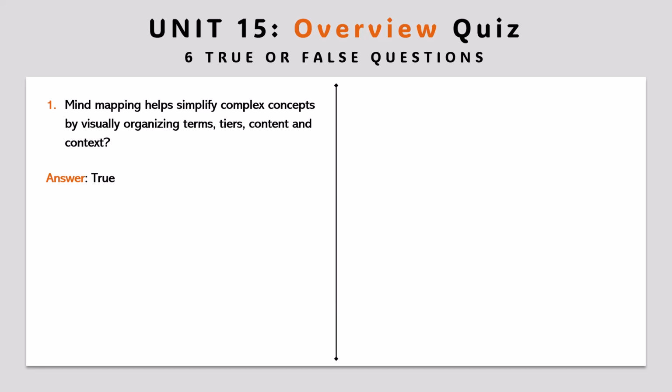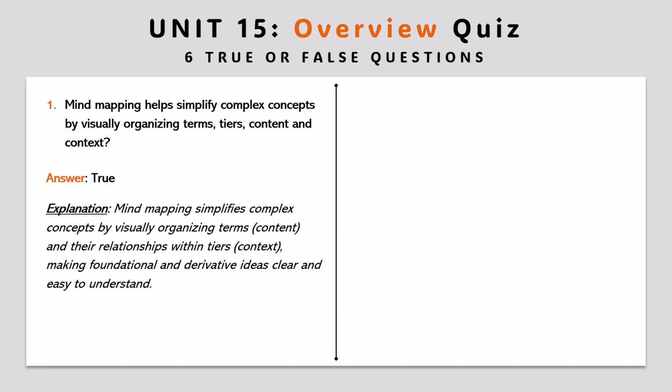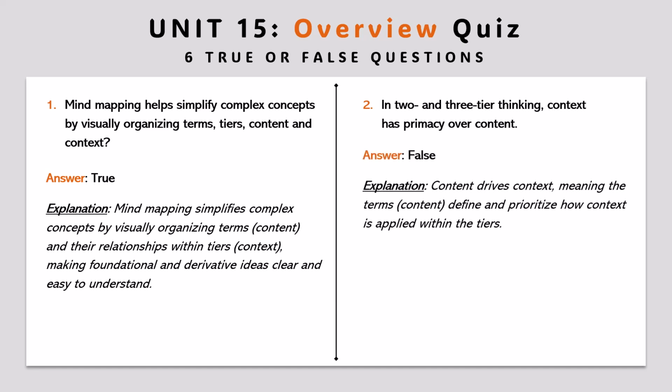Answer: true. Explanation: mind mapping simplifies complex concepts by visually organizing terms, content, and their relationships within tiers and contexts, making foundational and derivative ideas clear and easy to understand. Question number 2. In 2- and 3-tier thinking, context has primacy over content. Answer: false. Explanation: content drives context, meaning the terms content define and prioritize how context is applied within the tiers.